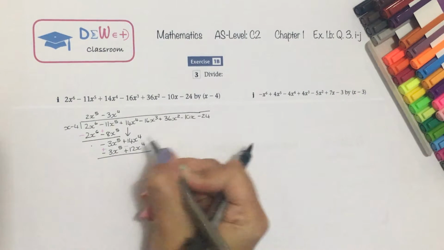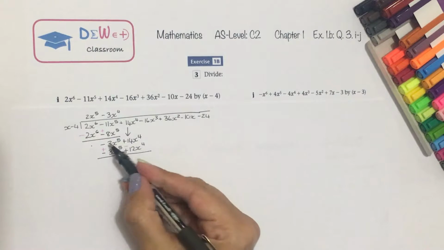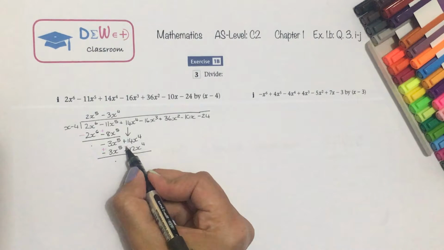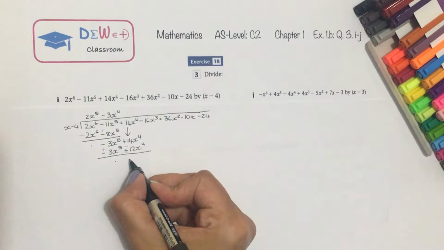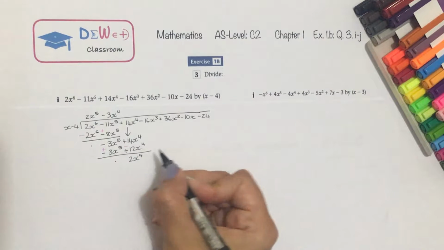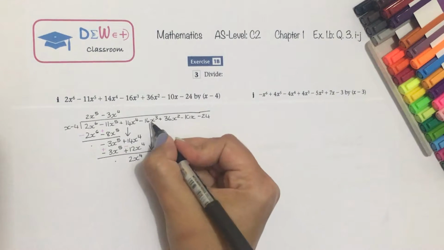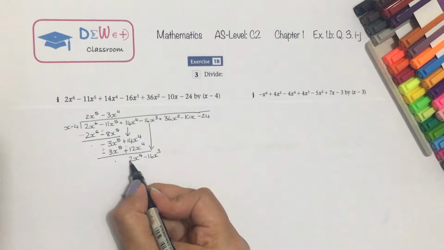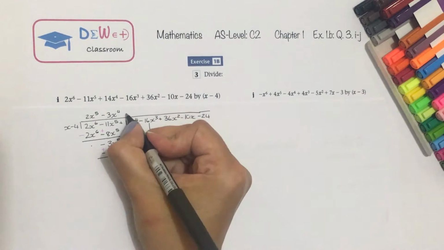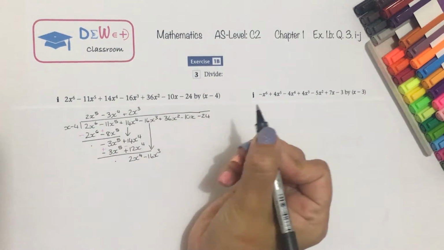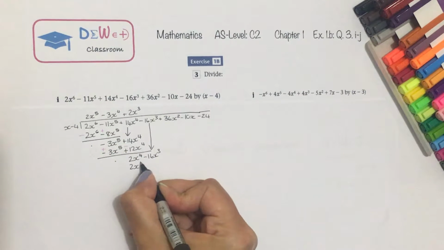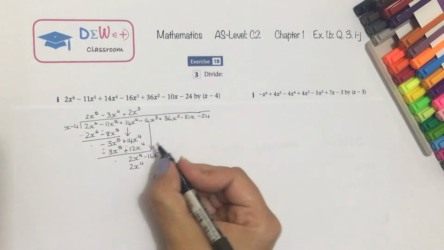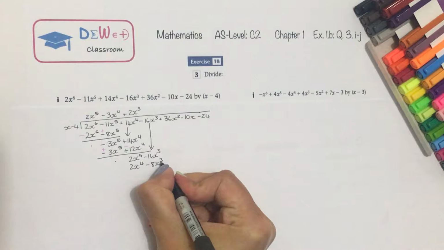So we change the signs. We've got minus 3x to the power of 5 plus 3x to the power of 5 is 0, and plus 14x minus 12x gives us 2x to the power of 4. Then we bring down the minus 16x cubed and we start the division process. 2x to the power of 4 divided by x gives us 2x to the power of 3. Times x gives us 2x to the power of 4 again. Plus 2x to the power of 3 times minus 4 gives us minus 8x cubed.